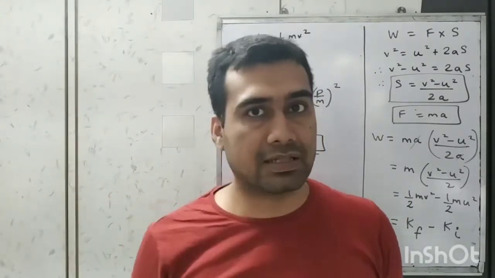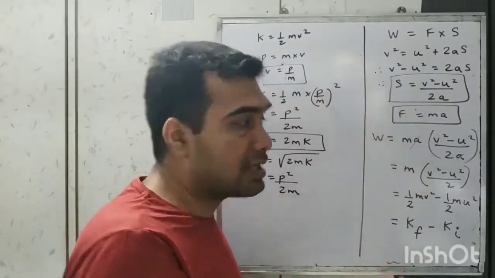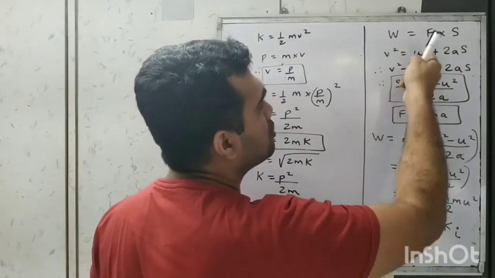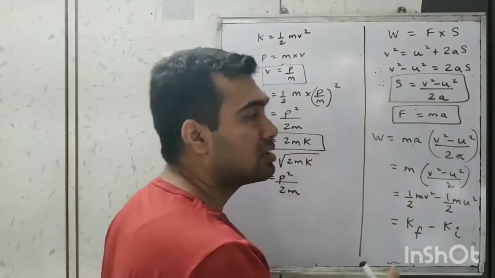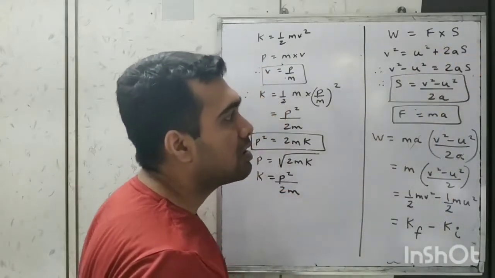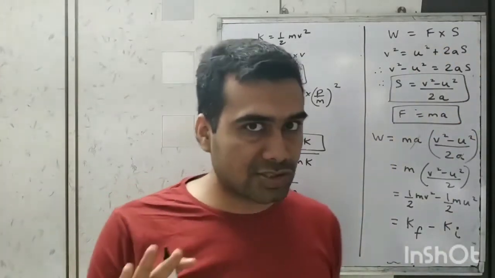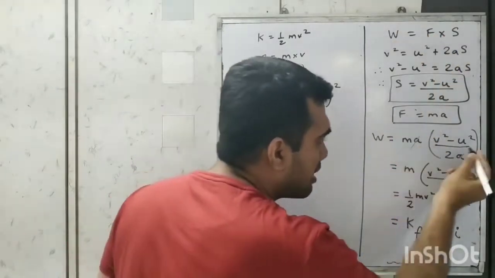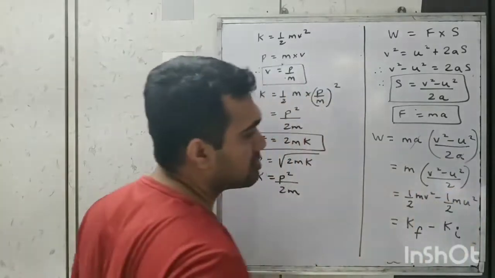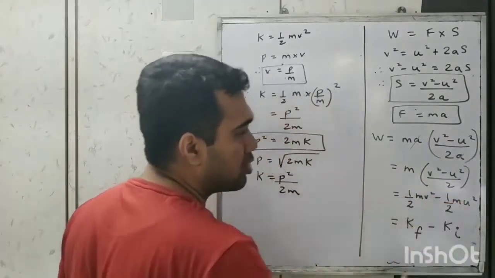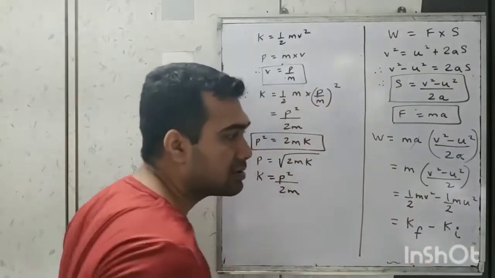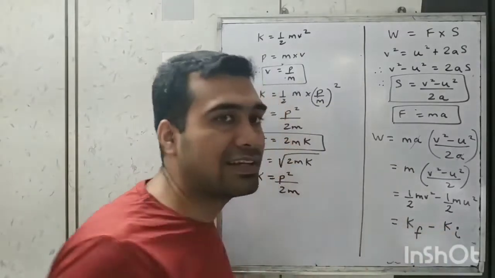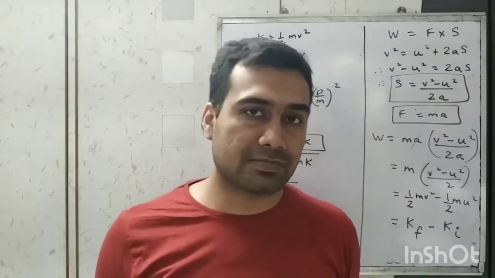Let's prove this mathematically. So the work done is F into S. Now let's use this equation of motion. So u square comes here. I want S alone, so that I can substitute this value here. And F is of course m into a. Here there is no retardation, there is acceleration. Substitute this value here. So after the substitution, I cancel a and I get this. Open the bracket and let the denominator be separated. So I get half mv squared minus half mu squared. This means the work done is equal to the final kinetic energy minus the initial kinetic energy. This is the work energy theorem.